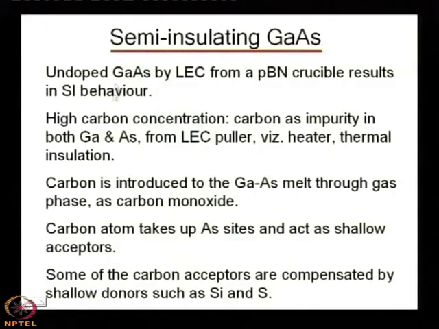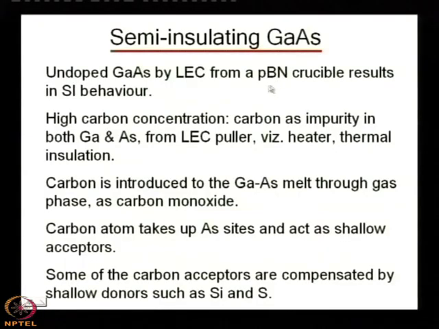Now, for undoped gallium arsenide by LEC, we use the pyrolytic boron nitride crucible. Why we use the pyrolytic boron nitride crucible? It is because if you use the silica crucible, then what will happen? Oxygen will mix in the melt. To avoid oxygen contamination, we use pyrolytic boron nitride.